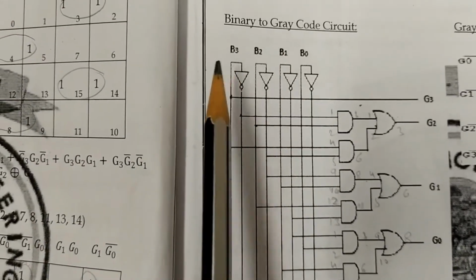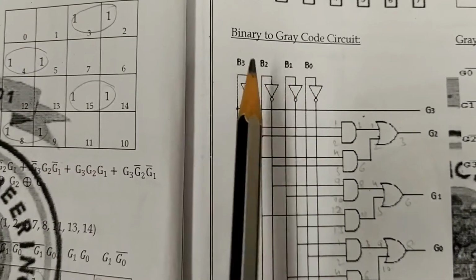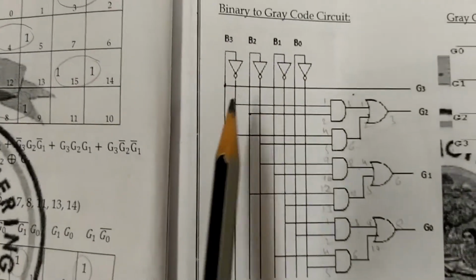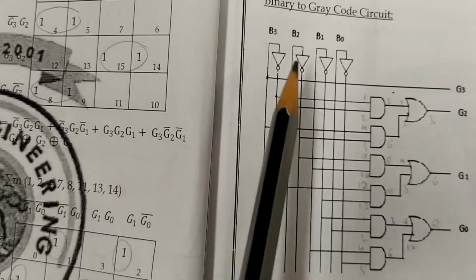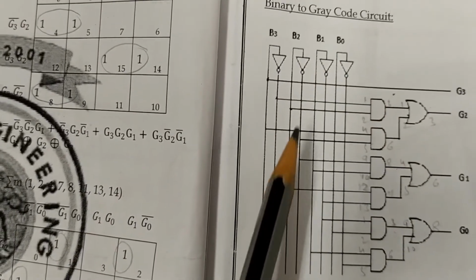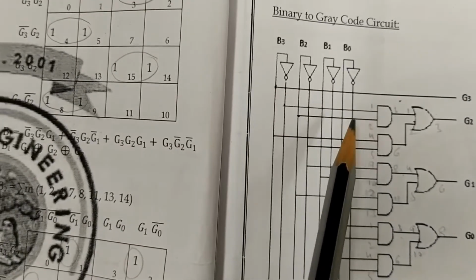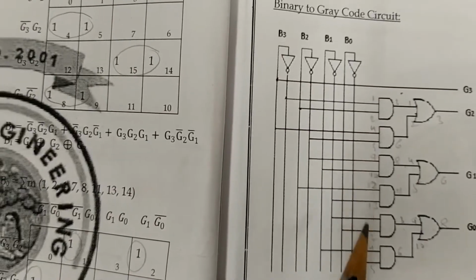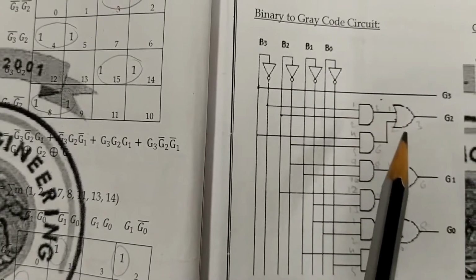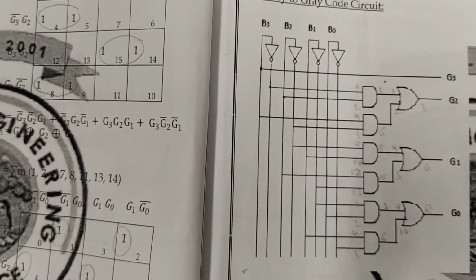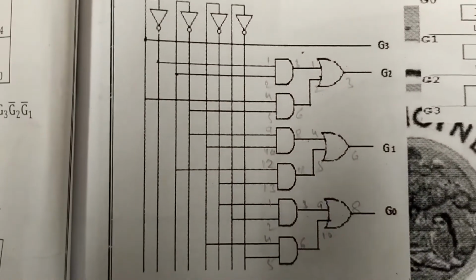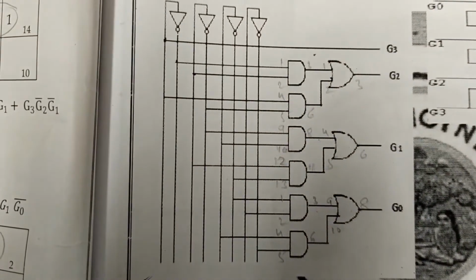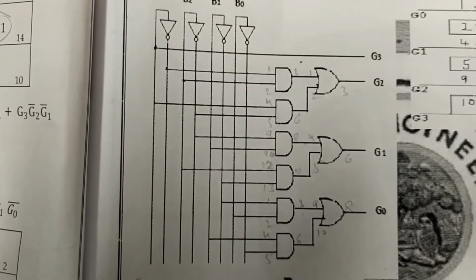So you can see all your inputs B3, B2, B1 and B0. Kindly remember B3, B2, B1 and B0, and you can see the outputs G3, G2, G1 and G0. And you can see the gates I'm going to use here are all basic gates. You can see 4 NOT gates, 1, 2, 3, 4, 5, 6 AND gates, and some OR gates also. So all the things that have to be rigged up in the circuit, you can see it here.